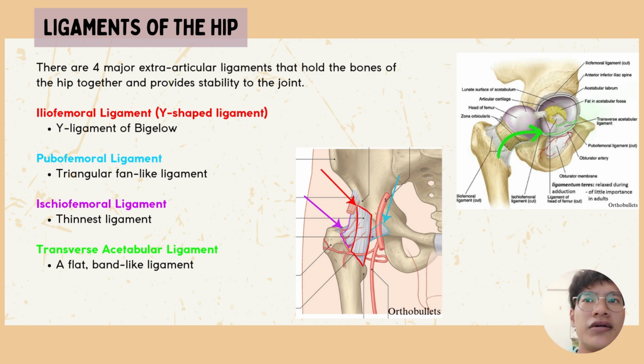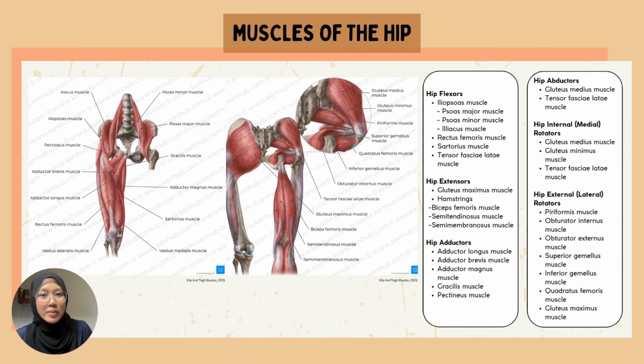Other than that, we have the pubofemoral ligament, pubo referring to the pubic bone, and again femoral referring to the femur. It is also a triangular fan-like ligament and is color-coded by the color blue in the diagram. Lastly, we have the transverse acetabular ligament, a flat band-like ligament, which is labeled in the diagram in the color green.